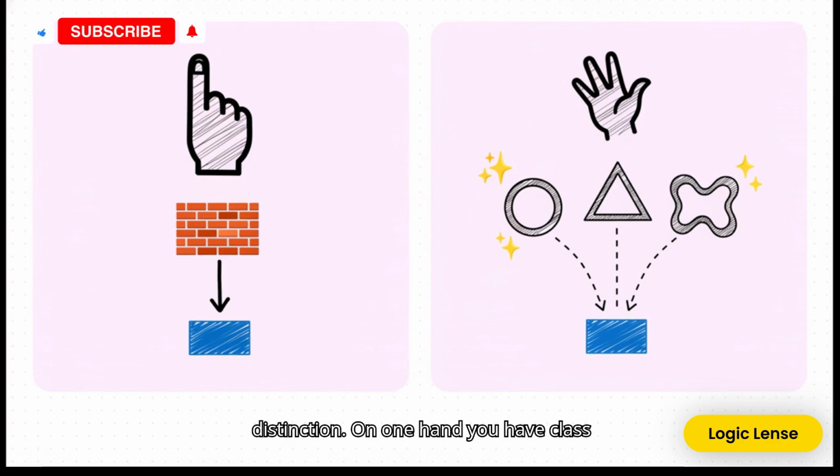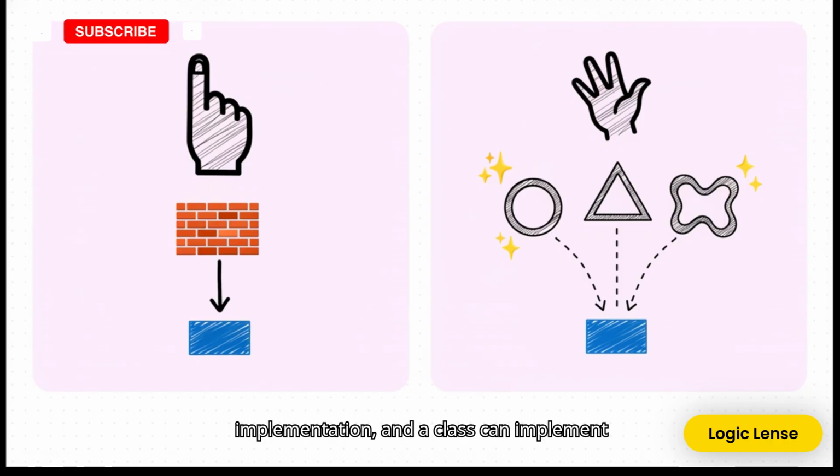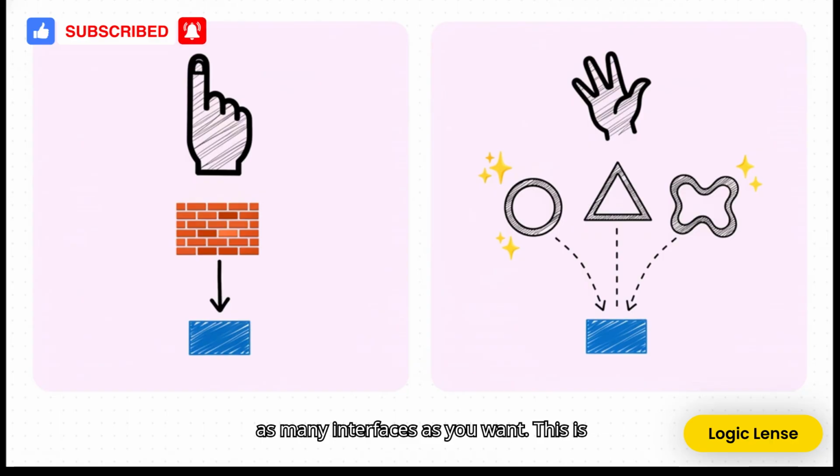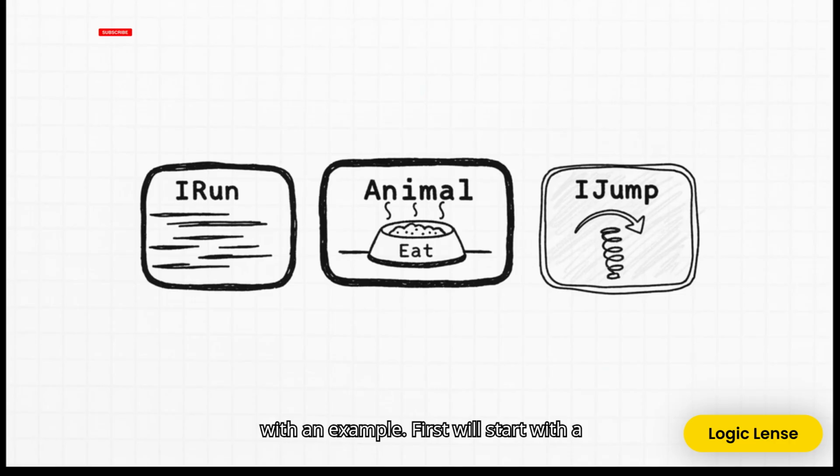On one hand, you have class inheritance. A class can only have one parent. That's a hard rule. But on the other hand, you have interface implementation, and a class can implement as many interfaces as you want. This is the key. Let's make this crystal clear with an example.